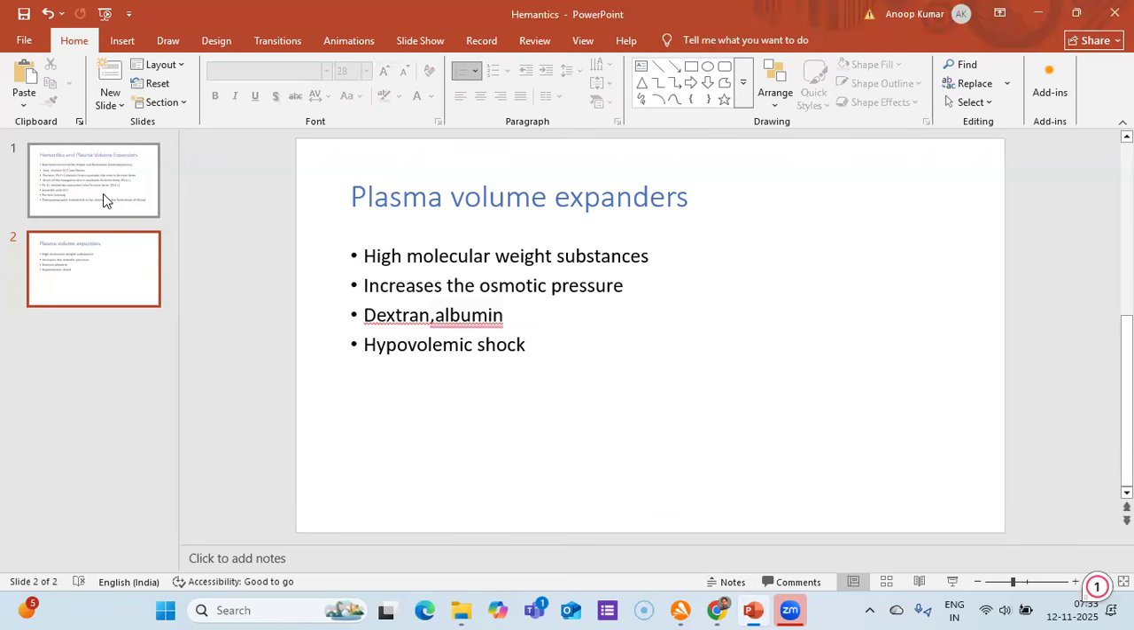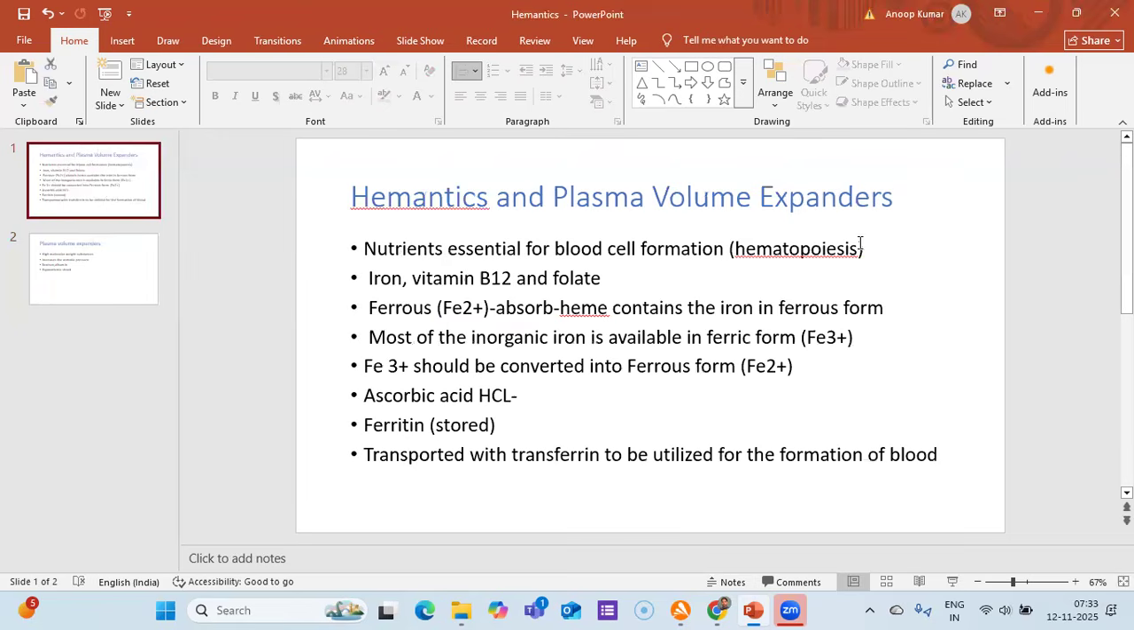So this is all about hematinics and plasma volume expanders. Few words about hematinics and plasma volume expanders.